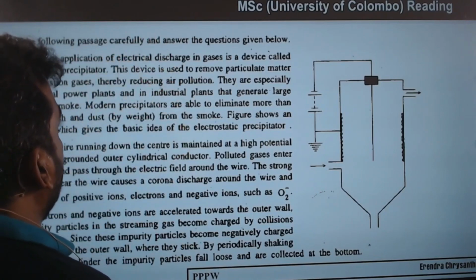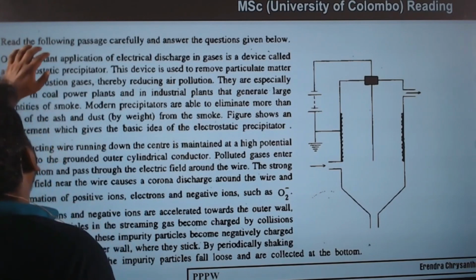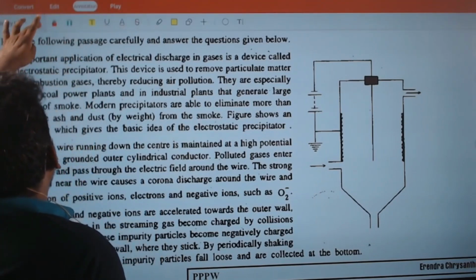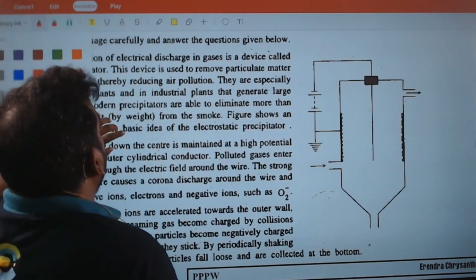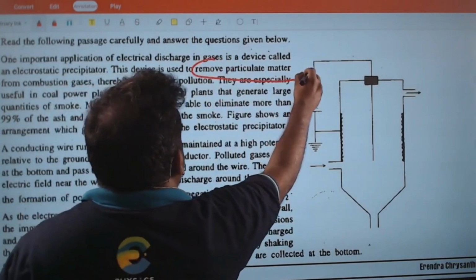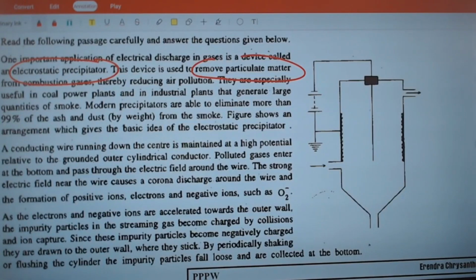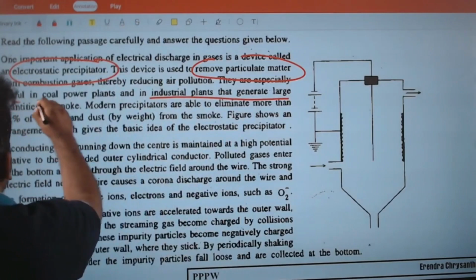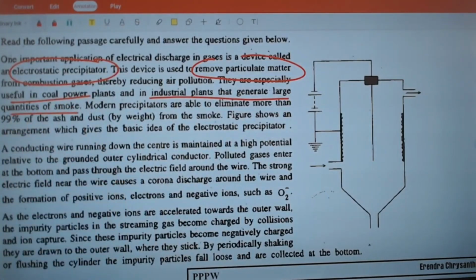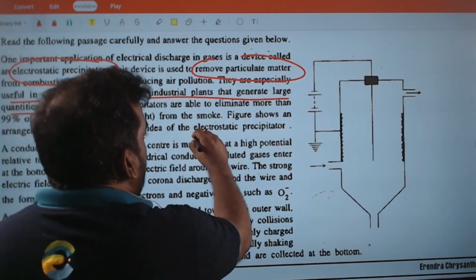This device is used to remove particulate matter. So here they are telling you the reason why it's being used: to remove particulate matter from combustion gases, thereby reducing air pollution. They are especially useful in coal power plants and in industrial plants that generate large amounts of smoke. Modern precipitators are able to eliminate more than 99% of ash and dust by weight from the smoke. The figure shows the arrangement which gives a basic idea of an electrostatic precipitator.